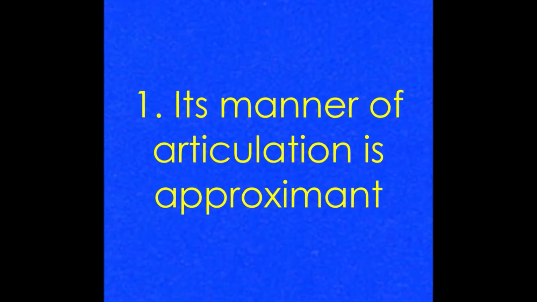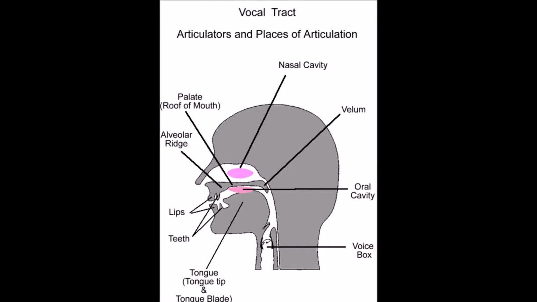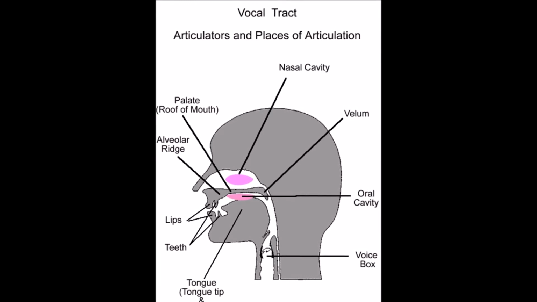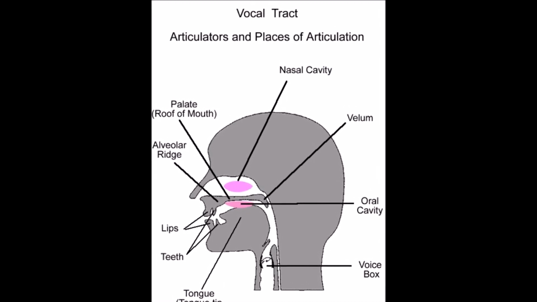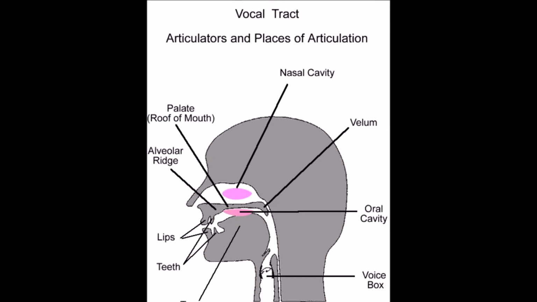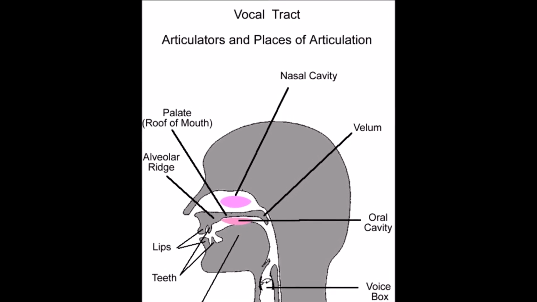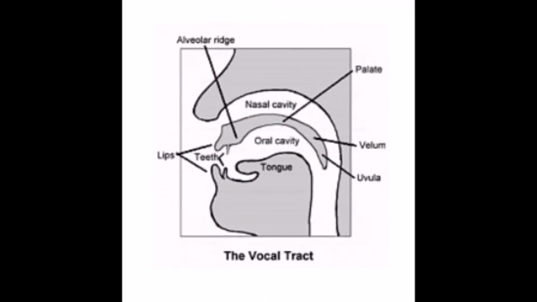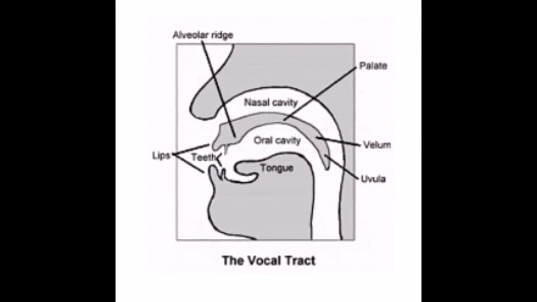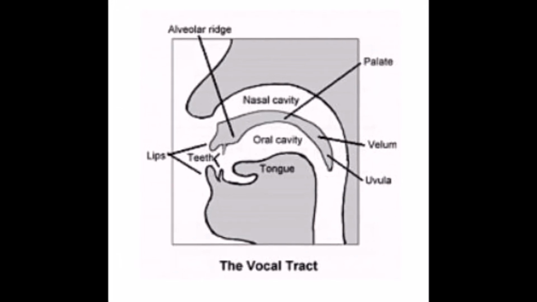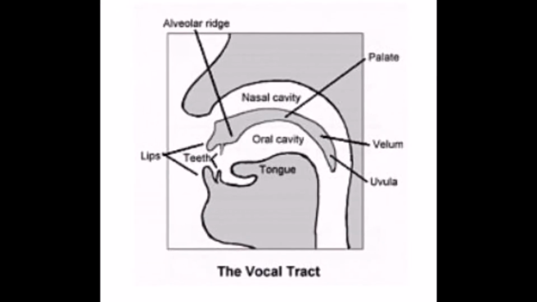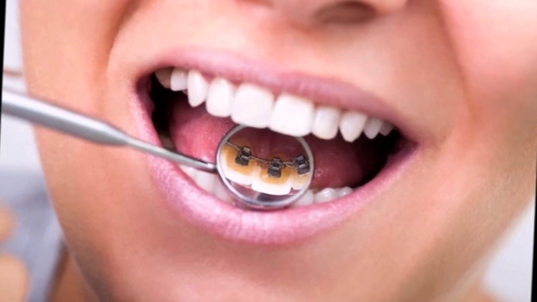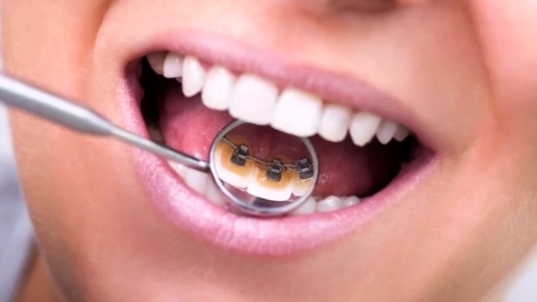The following 6 things are imperative to know. 1. Its manner of articulation is approximant, which means we produce it by narrowing the vocal tract at the place of articulation, but not enough to produce a turbulent airstream. 2. It's a dentialveolar consonant. That means we articulate it with the blade of our tongues at the alveolar ridge and the tip of our tongues behind our upper teeth.